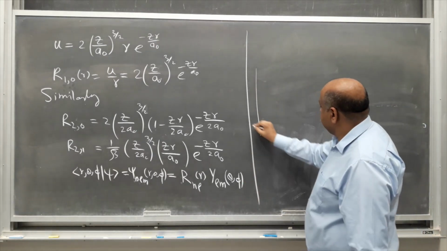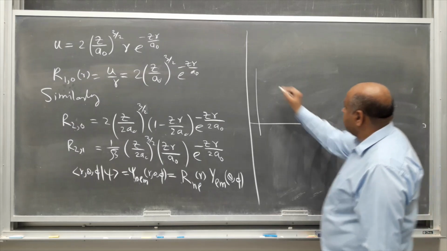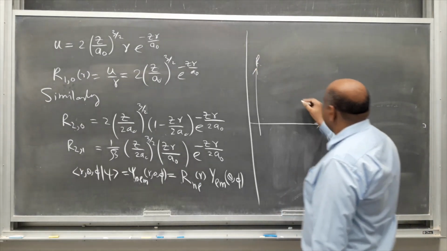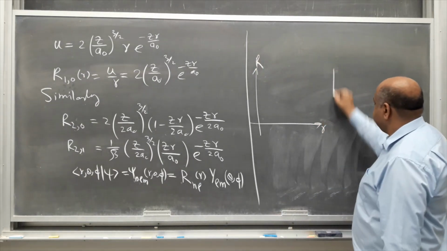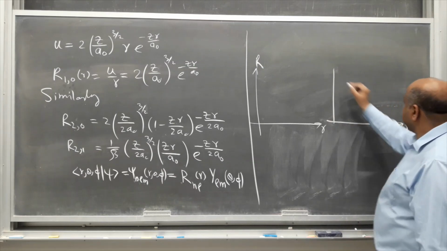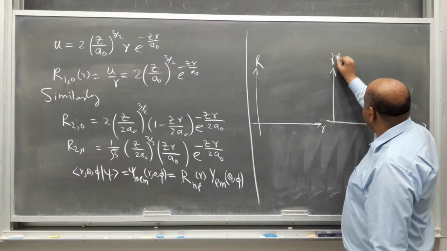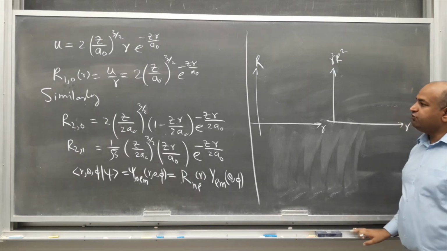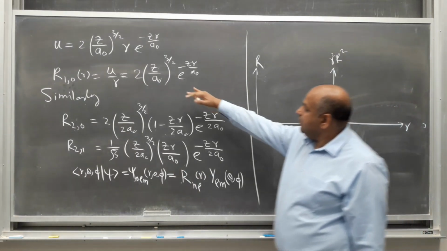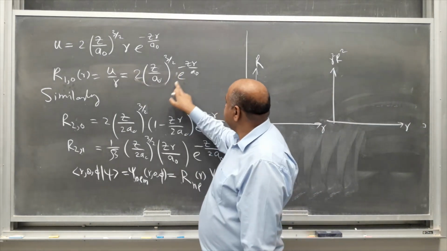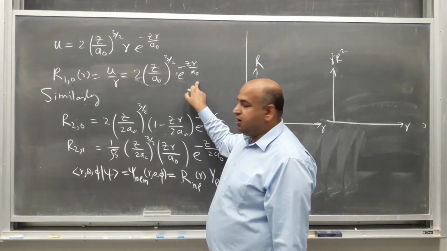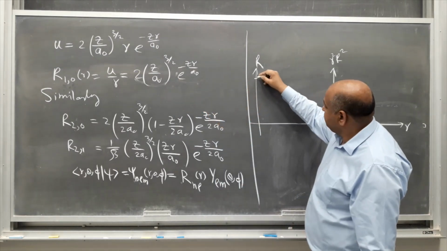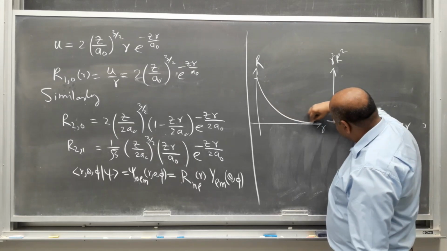So let me plot this radial function and the radial probability density corresponding to that radial function. For example, this R10, this is just a constant. So this is an exponentially decaying part. So its plot is something like this.